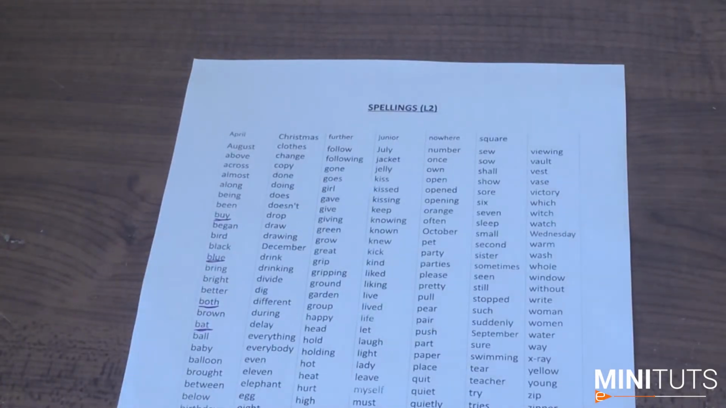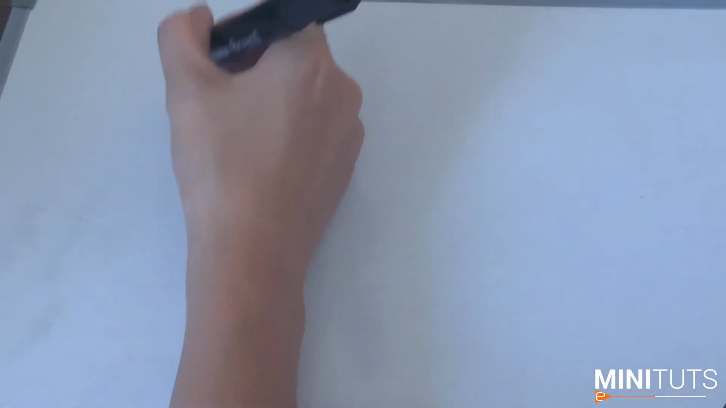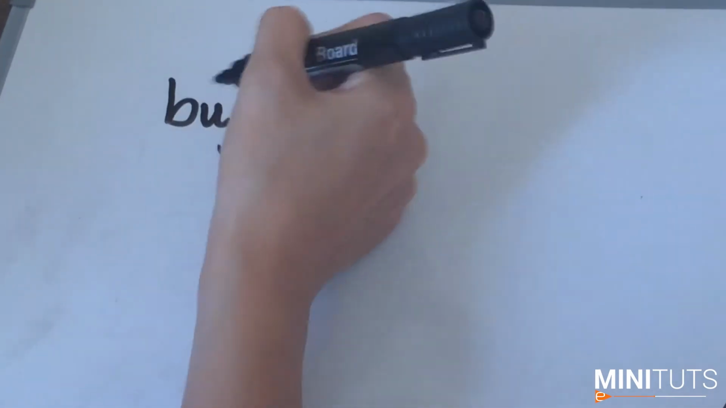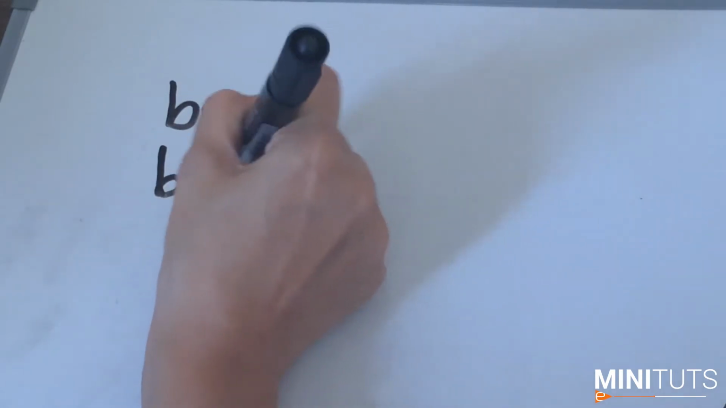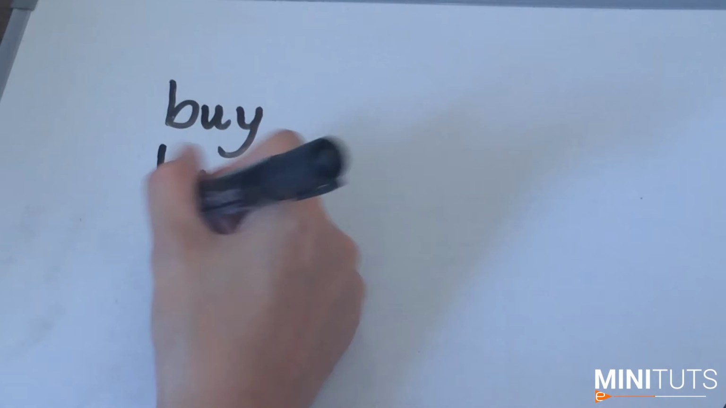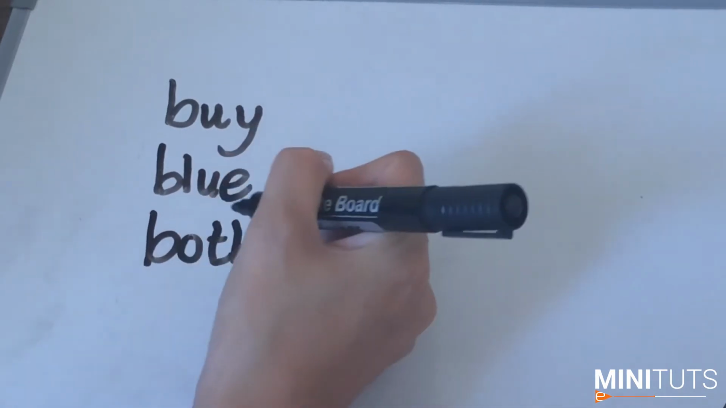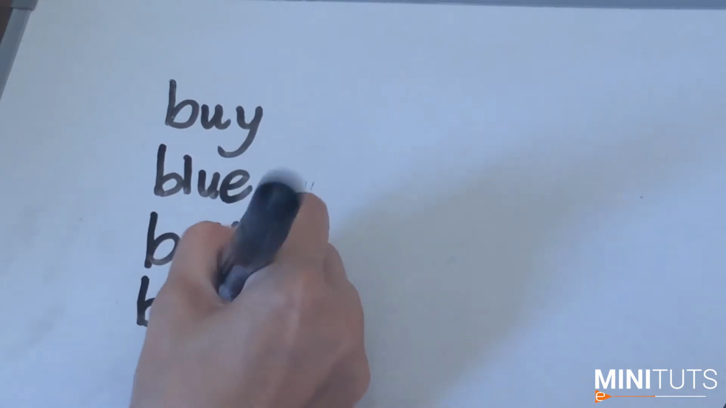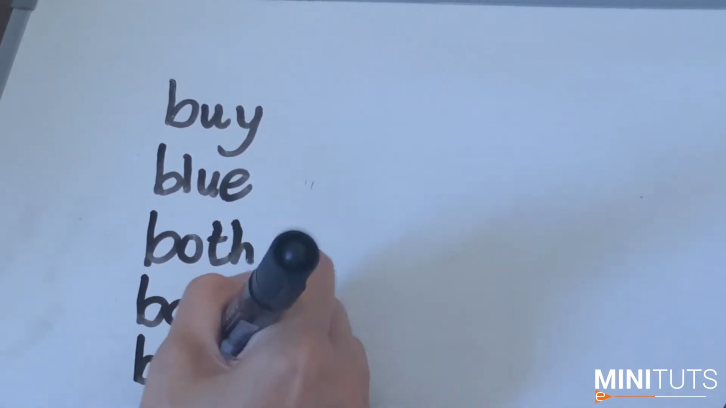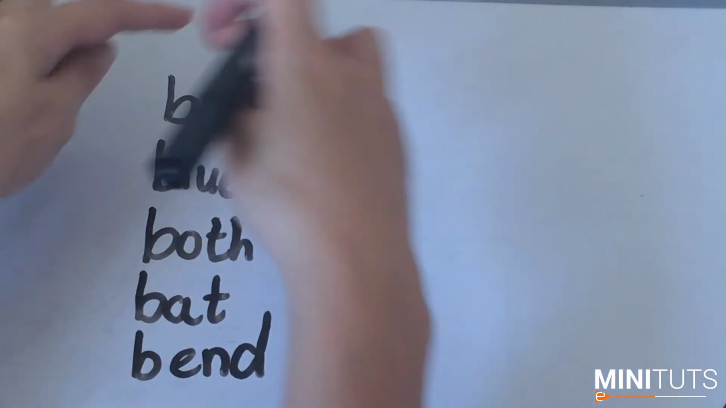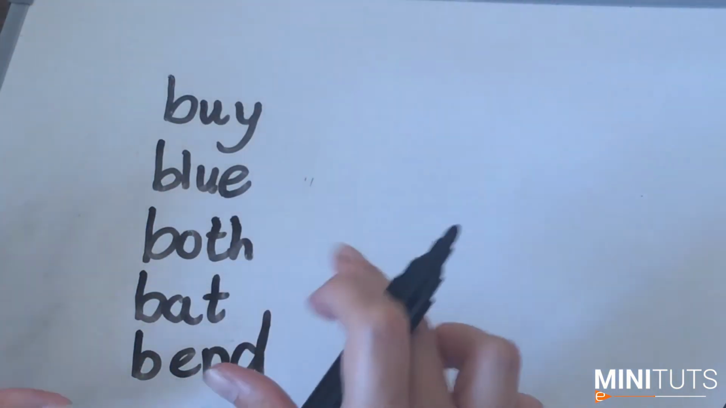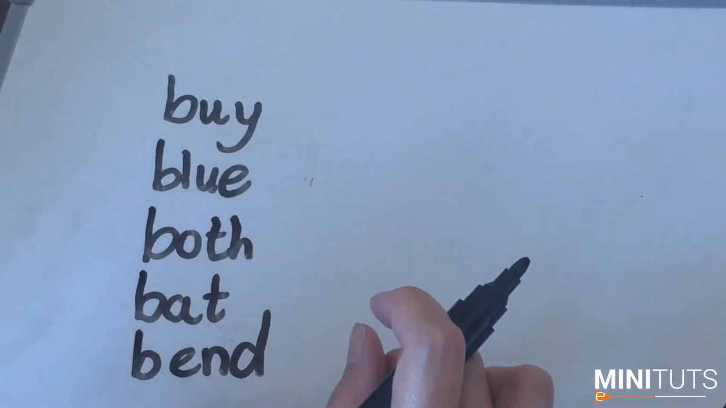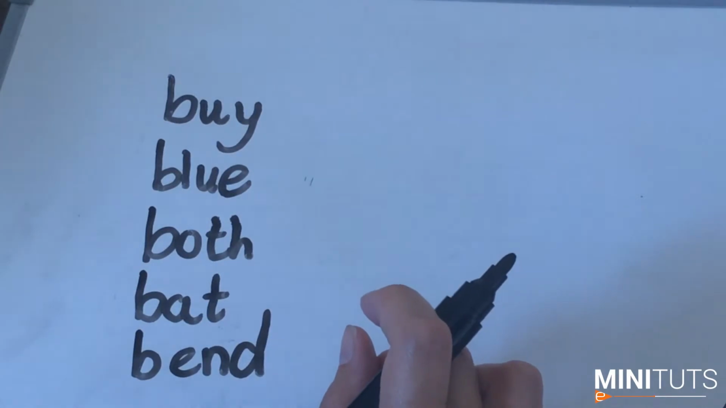It's manageable for your child. So give those words to your child on a piece of paper. Just a small piece of paper will do. For the purposes of this video, I'm going to just write them here for you. So there's buy, blue, both, bat, and bend. So you can put that on a small piece of paper, let your child study it, and then tell them that they have to be prepared for a little spelling test that's going to be tomorrow.